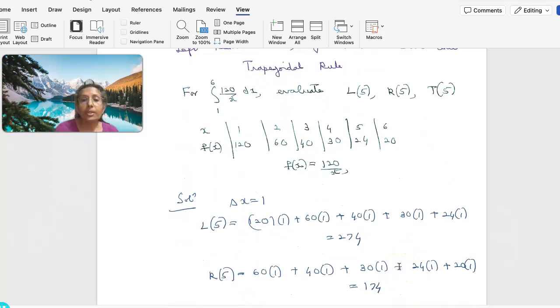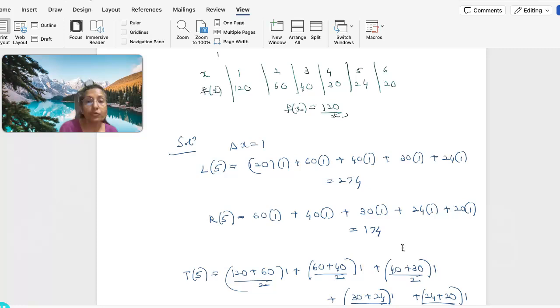So the left Riemann sum says that L5 will be 120 into 1 plus 60 into 1, we take the left limits, plus 40 into 1 plus 30 into 1 plus 24 into 1, which will give you 274. What about the right Riemann sum? Take the right limit, 60 into 1 plus 40 into 1 plus 30 into 1 plus 24 into 1 plus 20 into 1, which is 174.